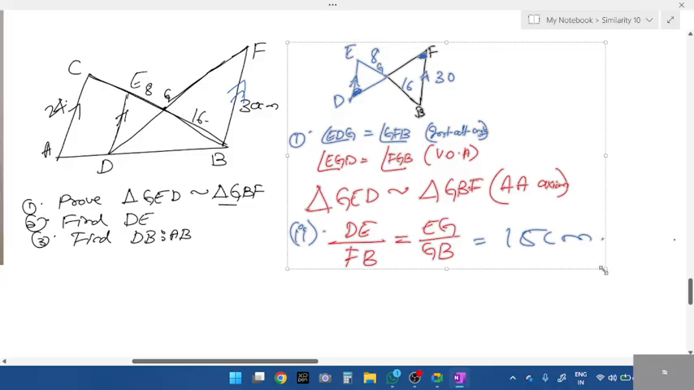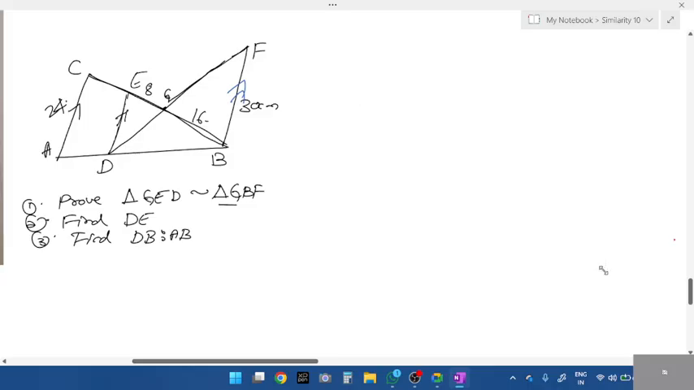D is 15, students. Let me erase. D is 15. Look here, I'll write 15. Now tell me, what do we need to find? Find DB is to AB. Where is DB and AB? In which triangle? Think and answer. In which triangle DB and AB are given?